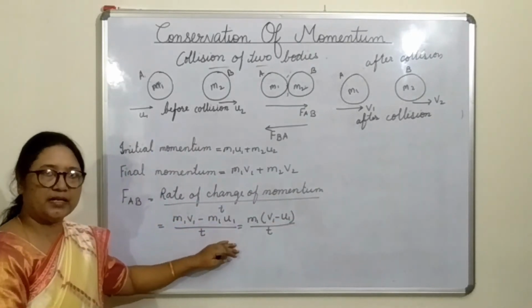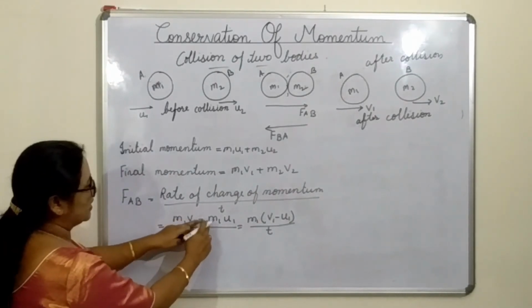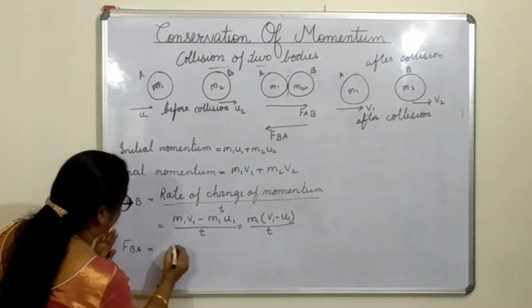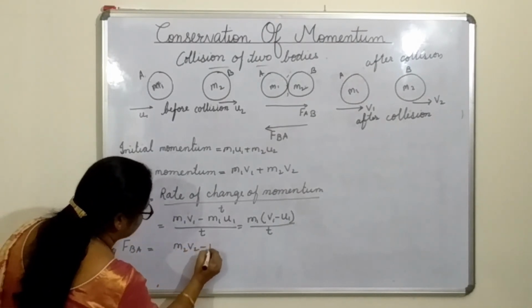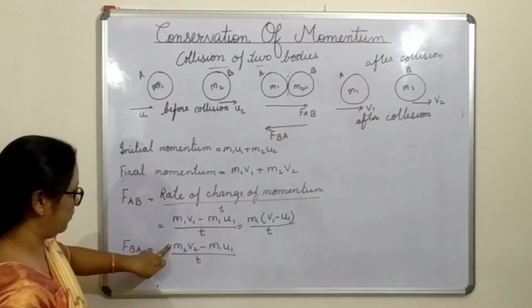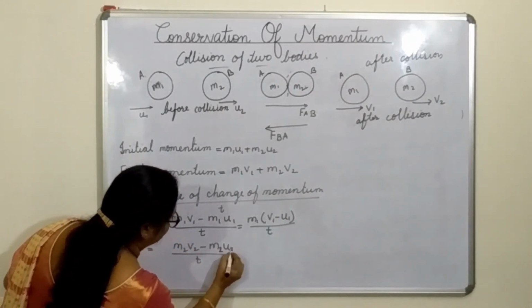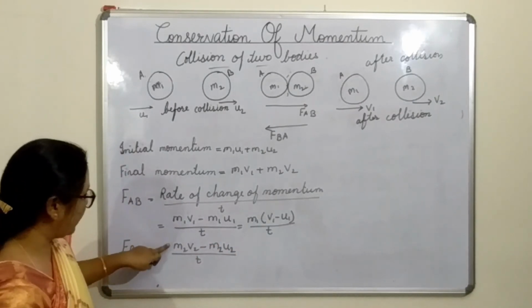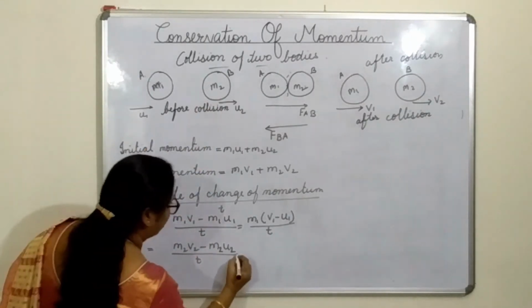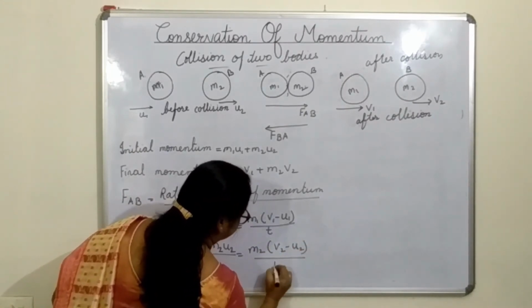Is this sentence clear to you? Rate of change of momentum means final momentum of A minus initial momentum of A. Now FBA will be equal to m2 v2 minus m2 u2 divided by t. Final momentum of B minus initial momentum of B. Is it clear? This will be equal to m2 into v2 minus u2 divided by t.